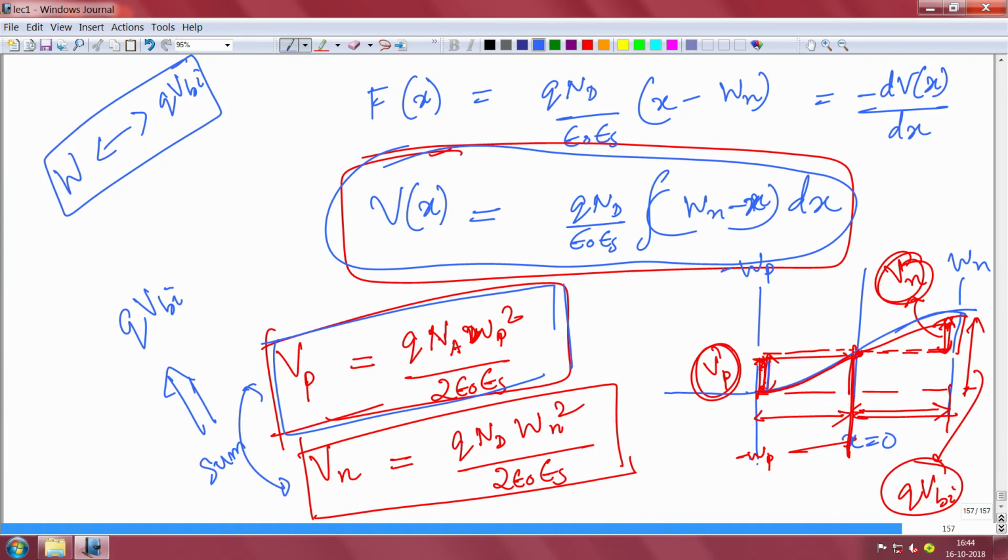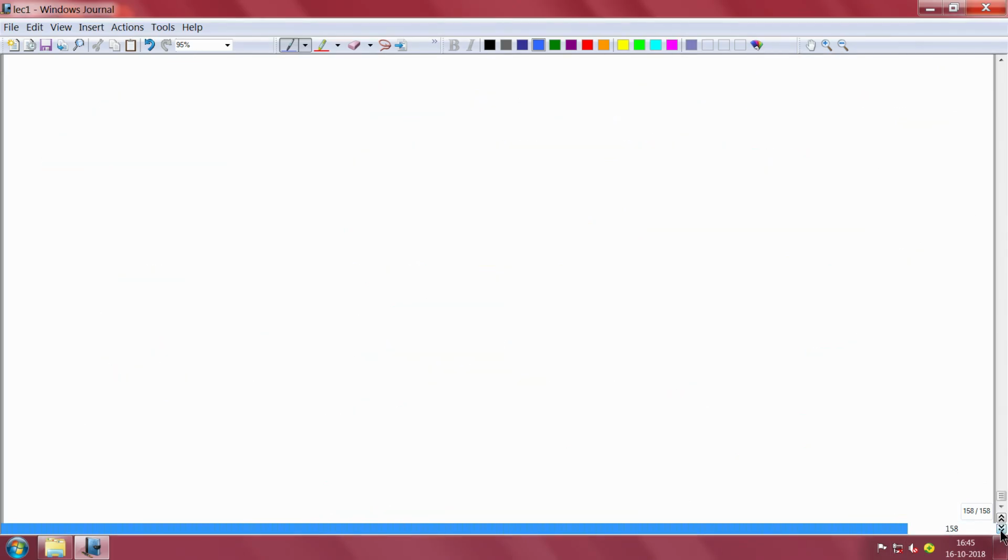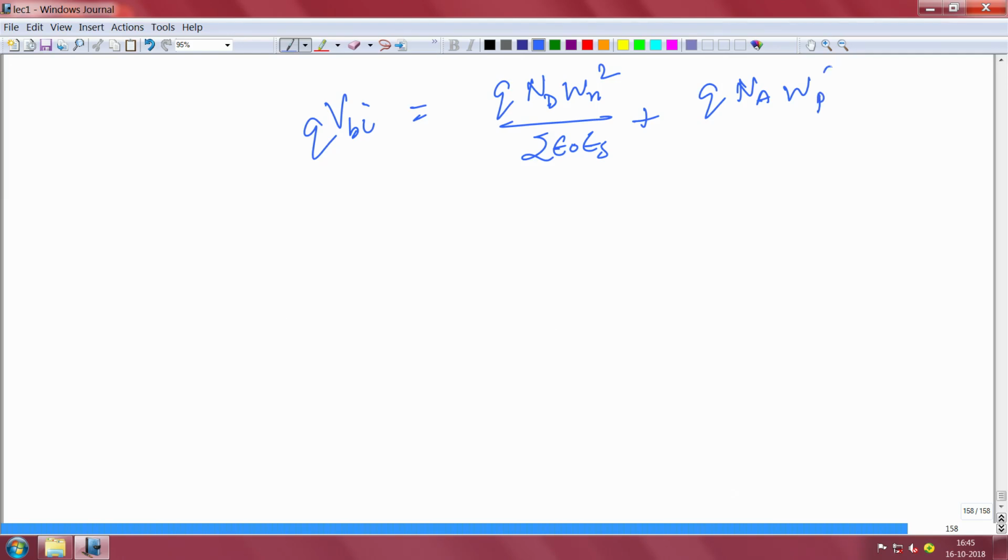Similarly, for the n side you can set the limits from 0 to Wn, and you can exactly calculate that, that is your Vn. For the p type you will get this value, and you add those up and you will get q Vbi. Now I will write it as q Vbi is equal to q Nd Wn square by 2 epsilon naught epsilon s plus q Na Wp square by 2 epsilon naught epsilon s.